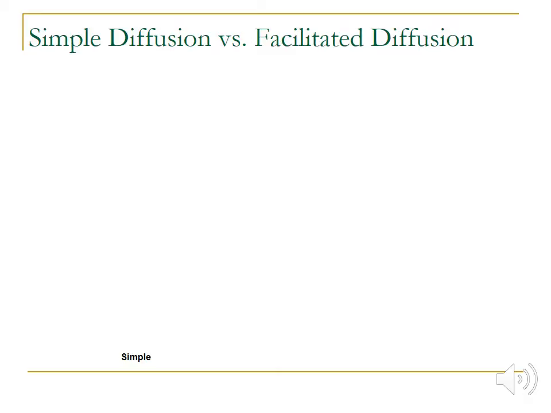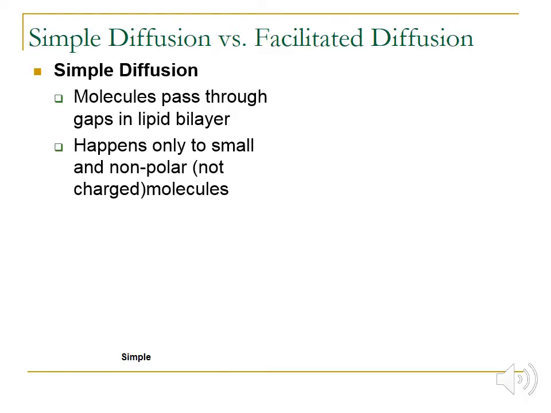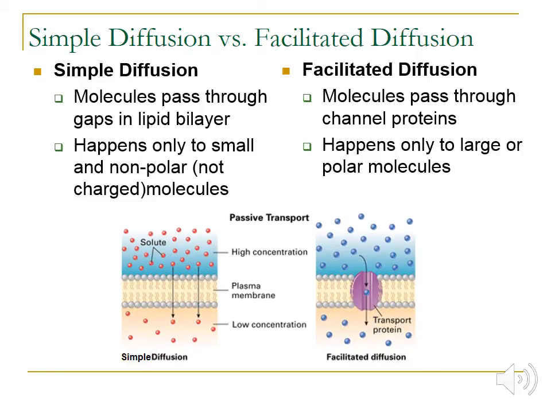If we compare simple diffusion versus facilitated diffusion, we can see that in simple diffusion, molecules are simply passing through the lipid bilayer itself through small gaps, and this is just for those very small and nonpolar molecules like oxygen gas and carbon dioxide gas. Whereas facilitated diffusion requires the presence of a channel protein, and it's happening to those larger or polar molecules like glucose, amino acids, and water.